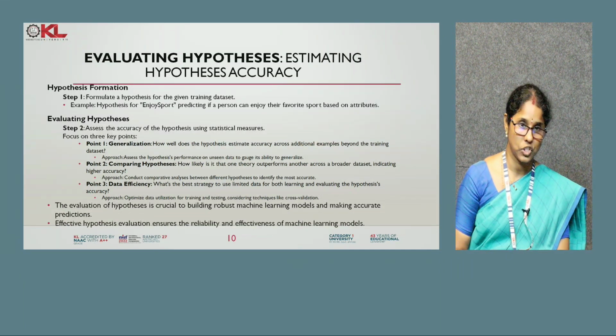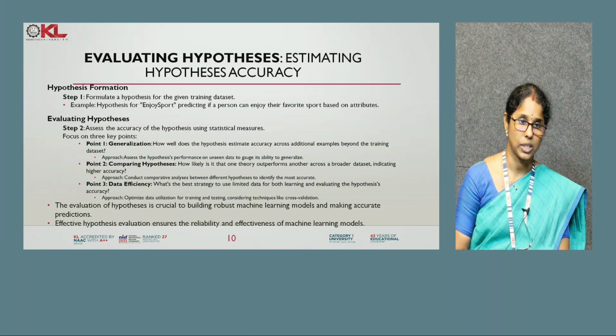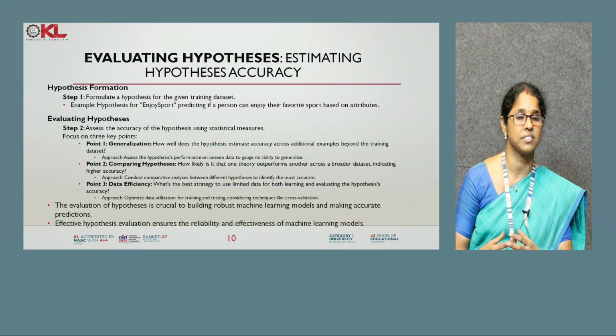Then data efficiency. What's the best strategy to use limited data for both learning and evaluating the hypothesis accuracy? You have different strategies, so which is the best strategy that can be applied is what you talk about in data efficiency. These are the three questions that we have to answer while evaluating the hypothesis. That means you cannot blindly come to a conclusion. You have to check all these conditions in order to approve a particular assumption that is being made as a hypothesis.